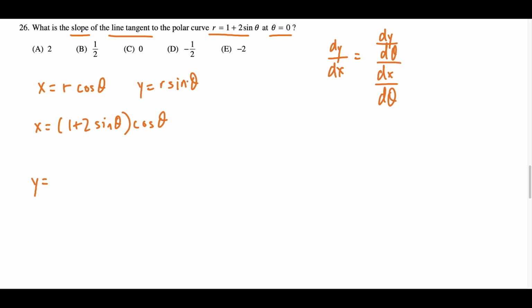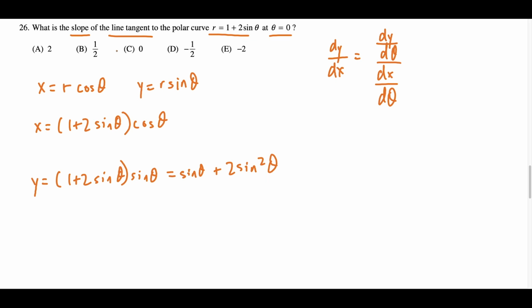So now I have r times sine theta, and that's going to give me 1 plus 2 cosine theta, and I have an extra sine theta out here. This one I would actually take the time to distribute. If I do sine theta times 1, that's sine theta, and then plus 2, and I have sine theta times cosine theta.